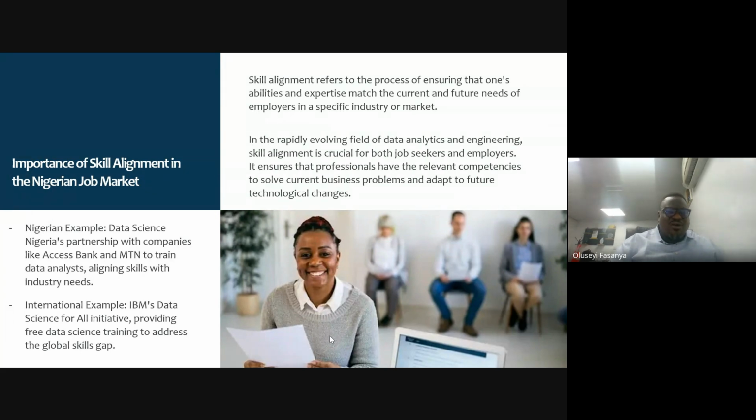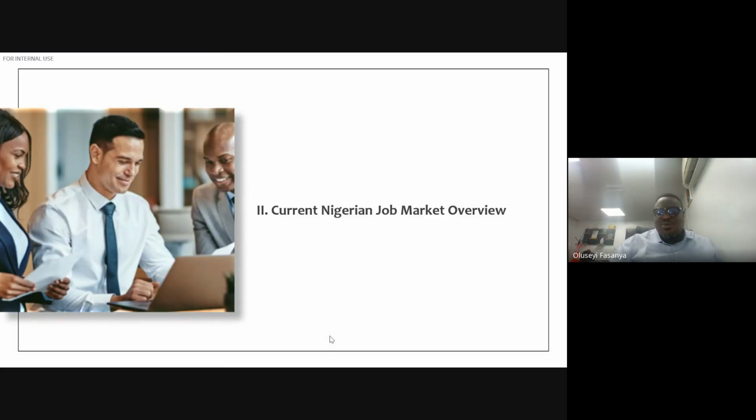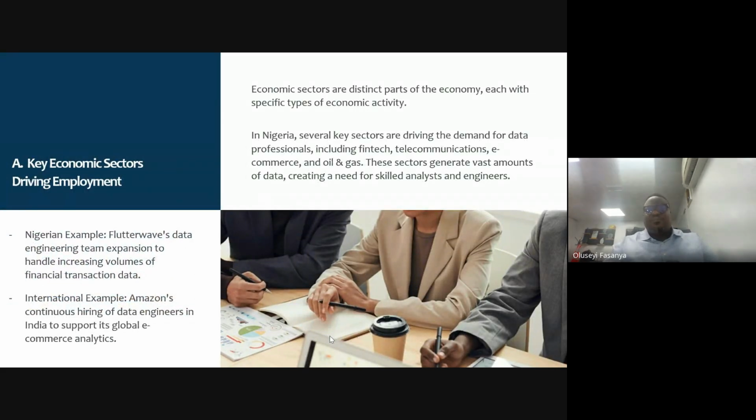And we'll be talking about how we can navigate or take advantage of some of the opportunities that are within that field. So what is the current job market overview? Economic sectors are distinct parts of the economy, each with specific types of economic activity. In Nigeria, there are several sectors. Our key sectors driving the demand for data professionals include fintech, telecommunications, e-commerce, and oil and gas. These sectors generate a very vast amount of data, creating a need for skilled analysts, engineers, and data professionals across the country.